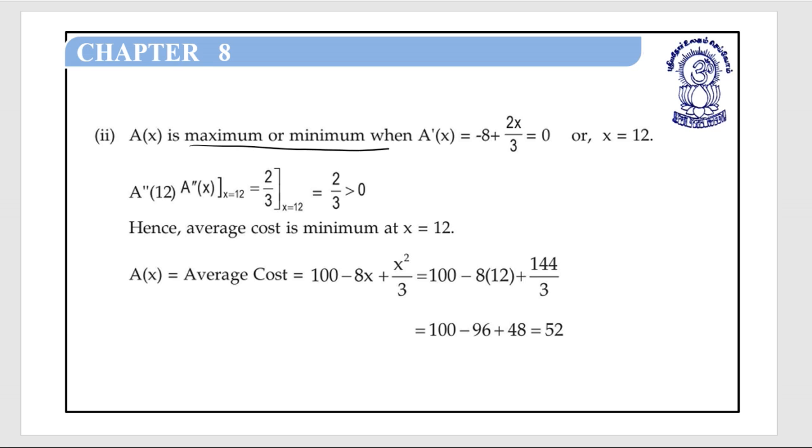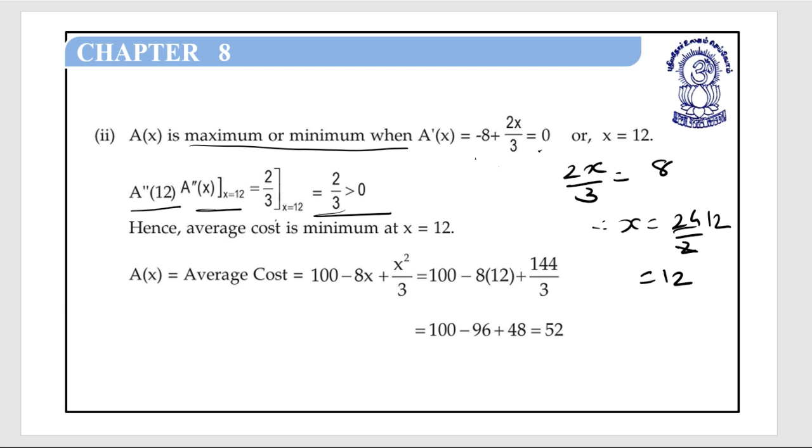A of x is maximum or minimum when A dash x is equal to minus 8 plus 2x by 3 is equal to 0. So 2x by 3 is equal to 8. So x is 24 by 2 is equal to 12. A double dash x at x is equal to 12 is 2 by 3, greater than 0. Average cost is minimum at x is equal to 12.